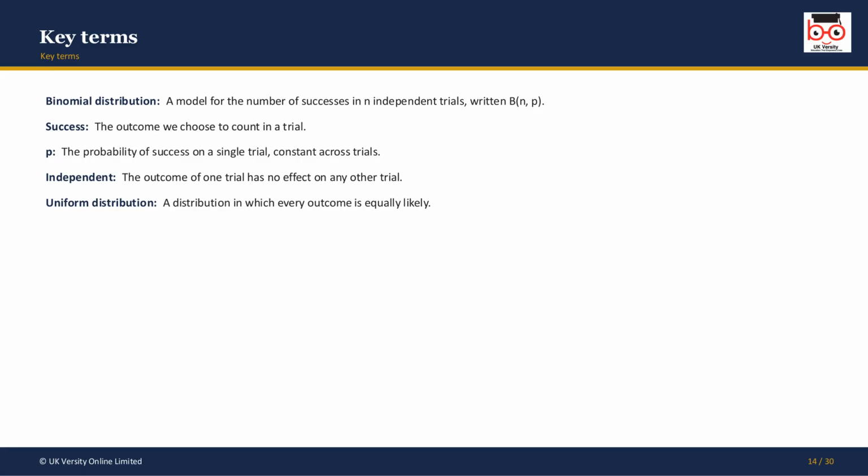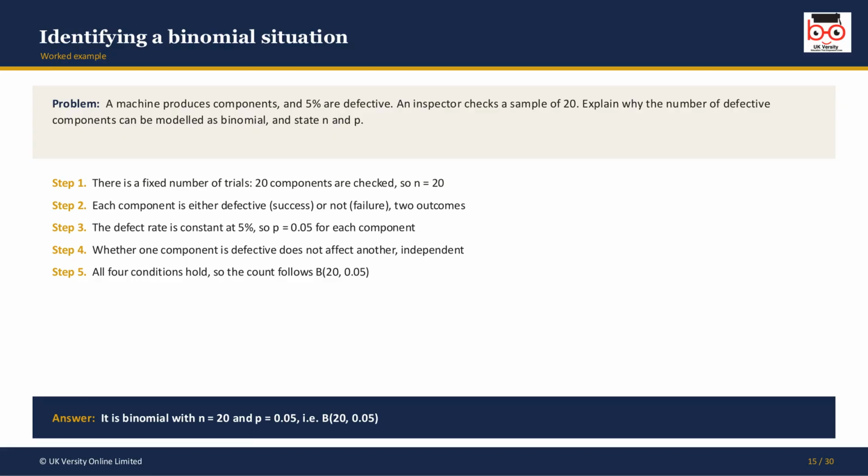And the uniform distribution, by contrast, is one where every outcome is equally likely. Let's check a situation. A machine makes components and 5% are defective, and an inspector checks a sample of 20.